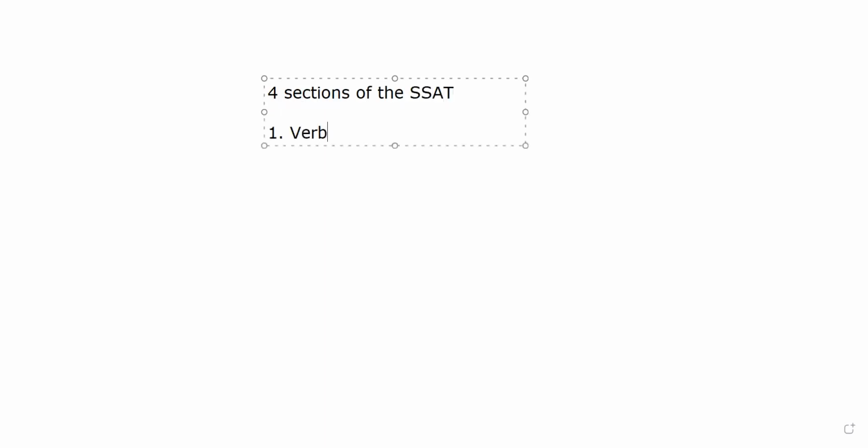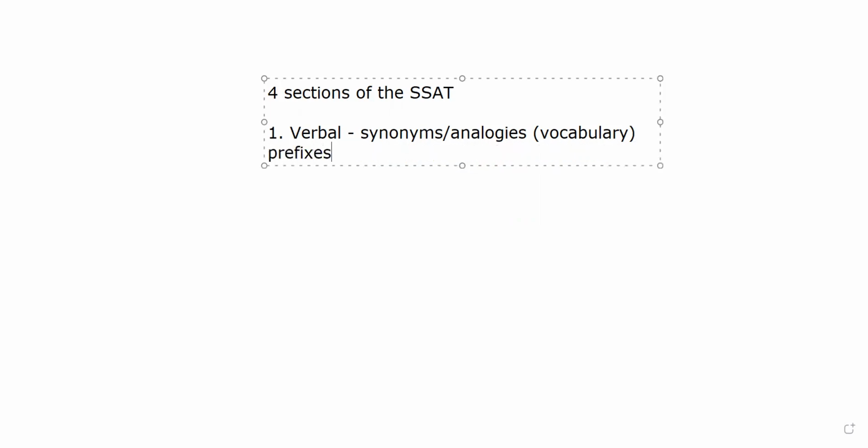The first section we're going to talk about is verbal, and verbal includes synonyms and analogies. So this is basically our vocabulary, where many students struggle. For me, vocabulary is basically an ongoing learning. You can't expect a student to know all the vocabulary words, or all the prefixes and suffixes, or the root words, at this point.